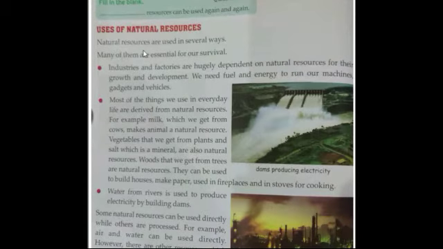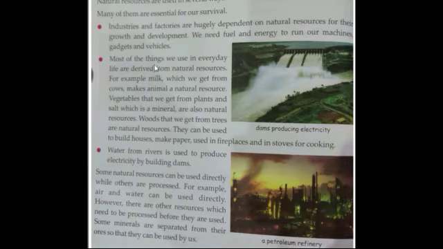Now we will read about uses of natural resources. Natural resources are used in several ways. Many of them are essential for our survival. Industries and factories are hugely dependent on natural resources for their growth and development. We need fuel and energy to run our machines, gadgets, and vehicles. Most of the things we use in everyday life are derived from natural resources.